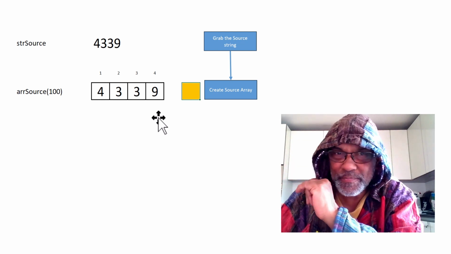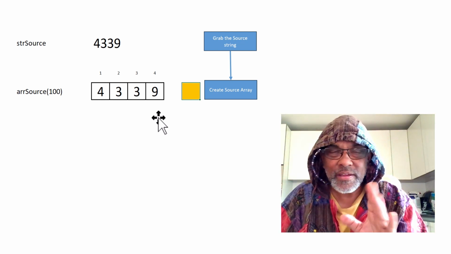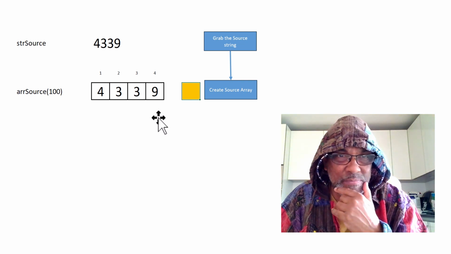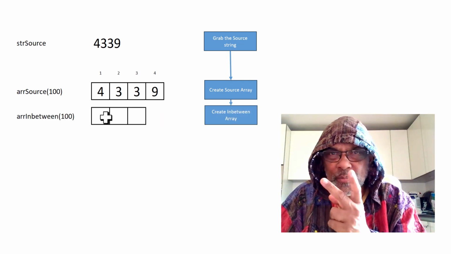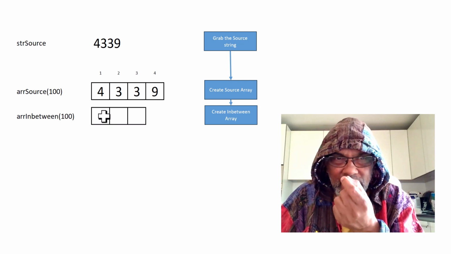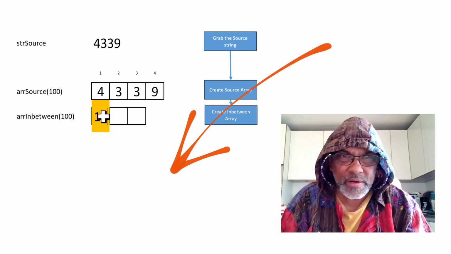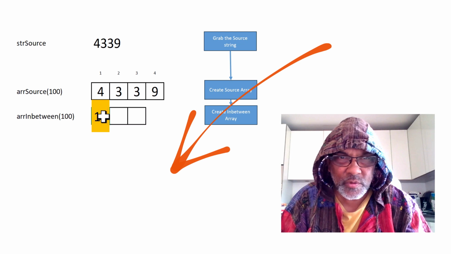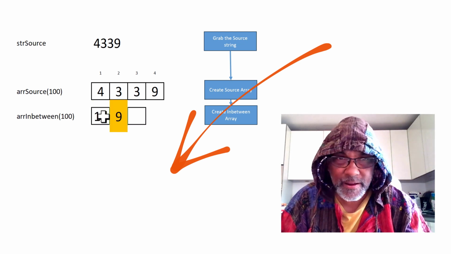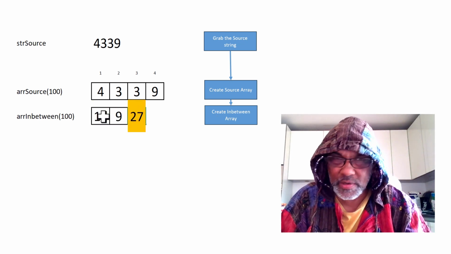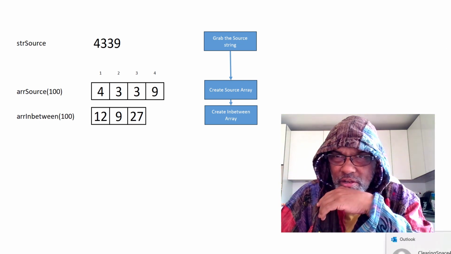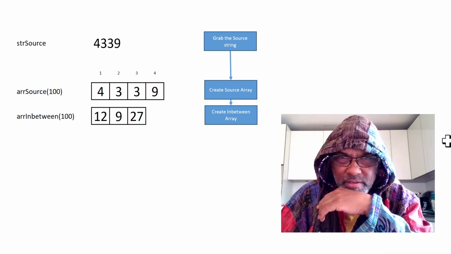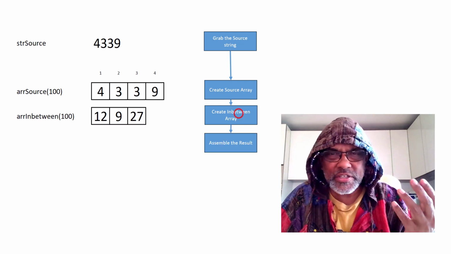Okay, that's the first step. So now we create a second array, which we'll call array in between, which is basically when you multiply the two adjacent digits. 4 times 3 is 12, 3 times 3 is 9, and 3 times 9 is 27. So we got 2 arrays constructed.